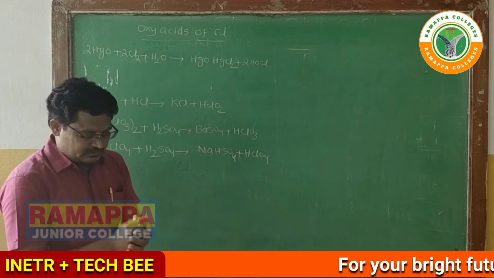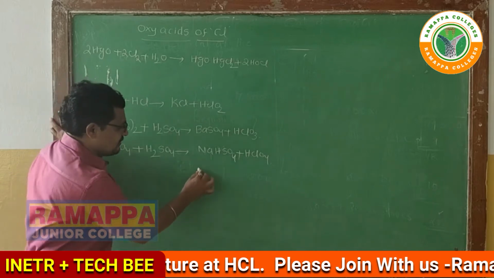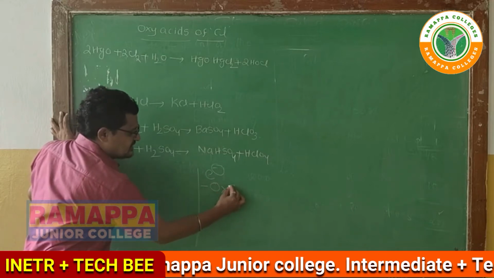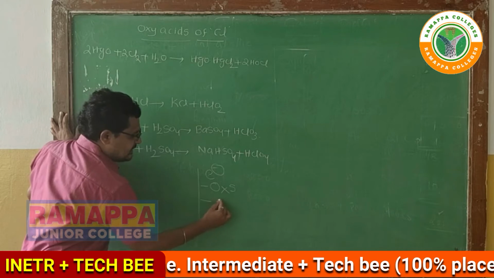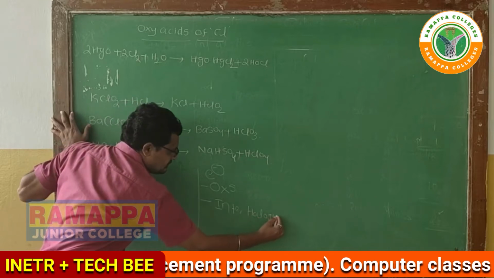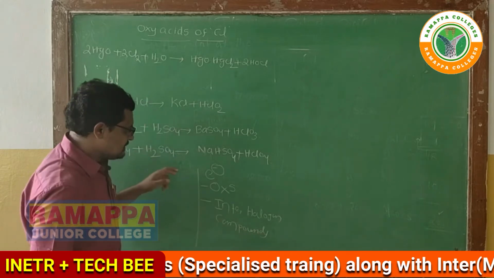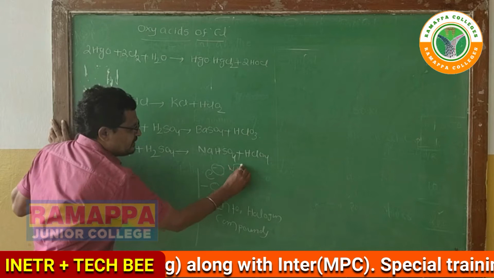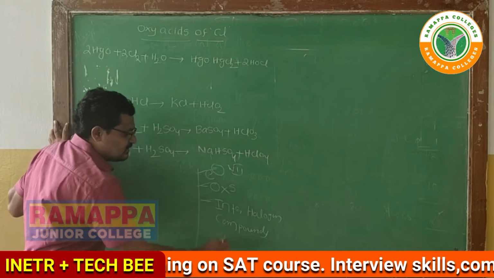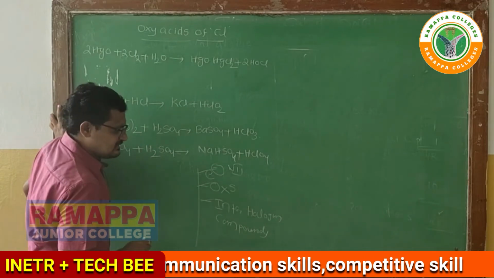Now, the seventh group element was already discussed. In the previous class, we already discussed electronic configuration, oxidation state, and interhalogen compounds. In the seventh group element, the first topic is electronic configuration, the second is oxidation state, and the third is interhalogen compounds. These three topics are already discussed.